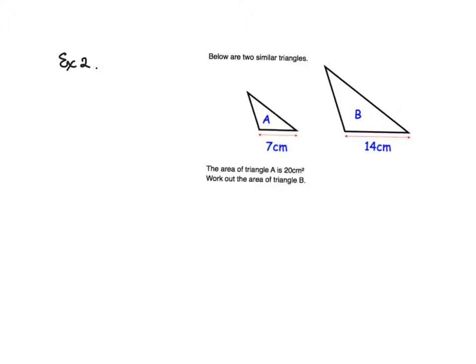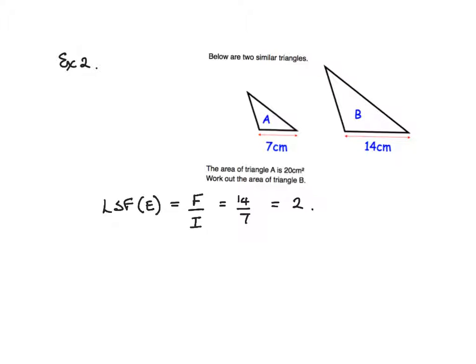Here's a problem involving triangles. So let's work out the length scale factor. Nice and simple, this one. So the length scale factor, and we'll work out enlargement. Final over initial, 14 over 7, which is 2, so we don't need to worry about fractions.